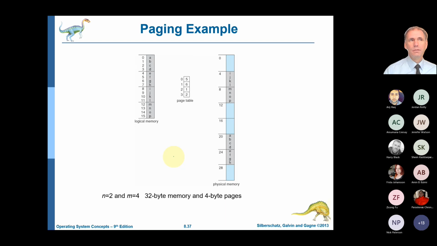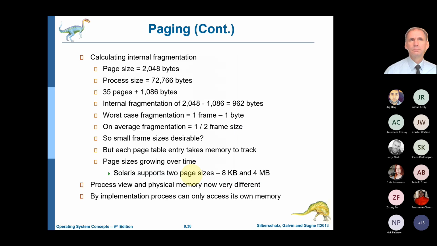Then within it, we can start to figure out the specific parts, so we can get our offset. We can start to work out some of the things in terms of fragmentation. So how big should the page size be to have the least amount of fragmentation? Here we've got a 2K page, we've got a process that's 72,766 bytes. So 2K into that gives you 35 2K pages plus 1,086 bytes left over.